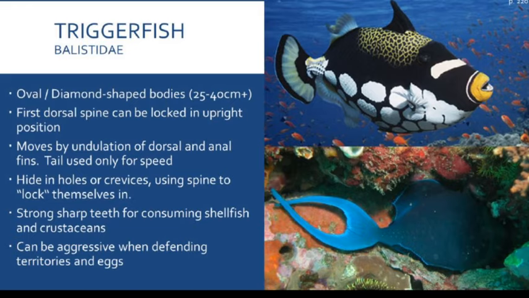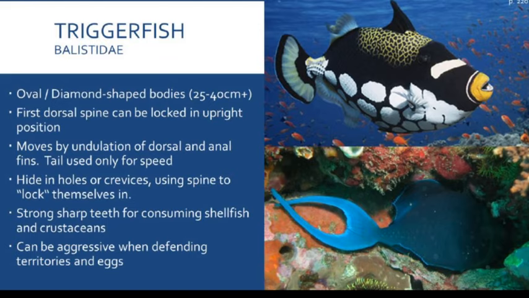So the first dorsal spine on a triggerfish can actually be locked up into position. So in this example here, you can see this spine has been locked up into position, okay? They use that to defend themselves, but they also use it to actually lock themselves into crevices and that kind of thing. So you can see in this example over here, we've got a red fang triggerfish that has darted into a reef hole. He's using that spine to kind of lock himself into that hole so that nothing can pull him out to eat him.